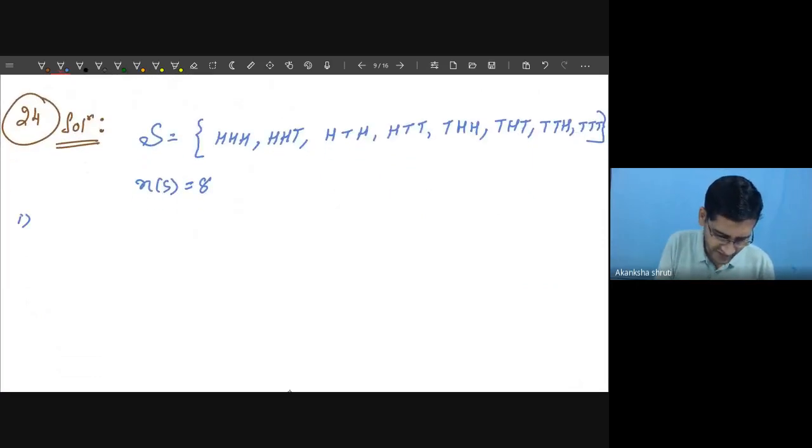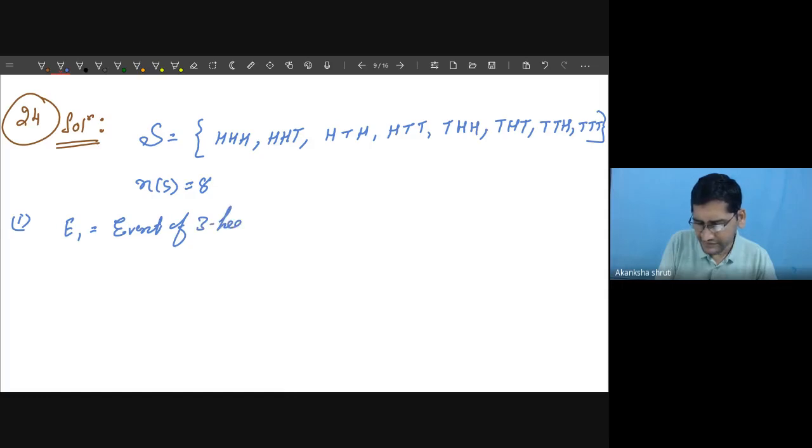So write, for the first, E1, the event of 3 heads. You first mark what you are writing as E1. Then you shall write it in symbol or in group form. Here, 3 heads. From where will you search? From the sample space. You are getting only one entry that has 3 heads. All others have either 2 heads, or 1 head, or no head. So only one entry, HHH.